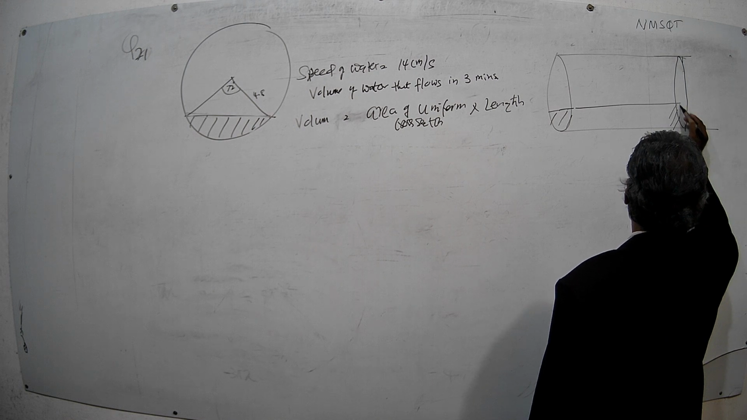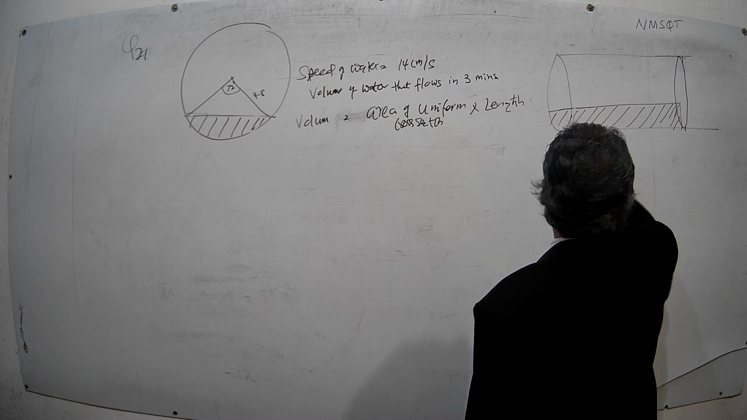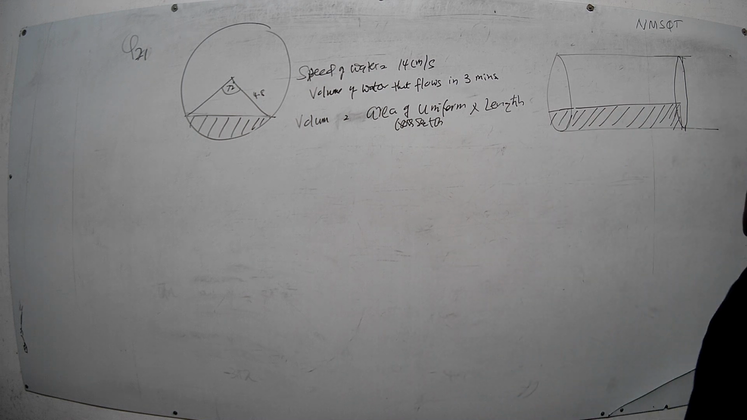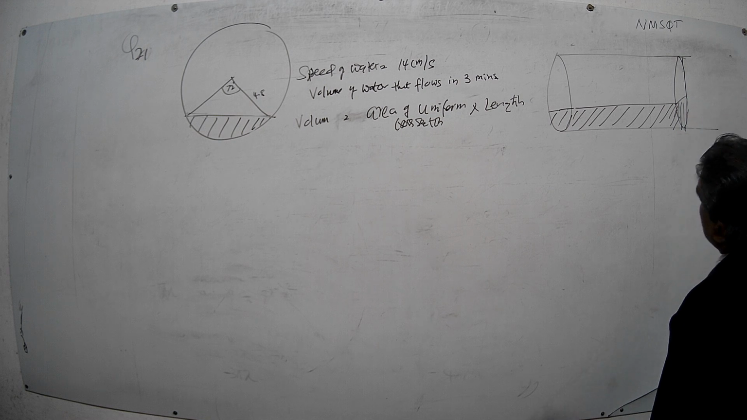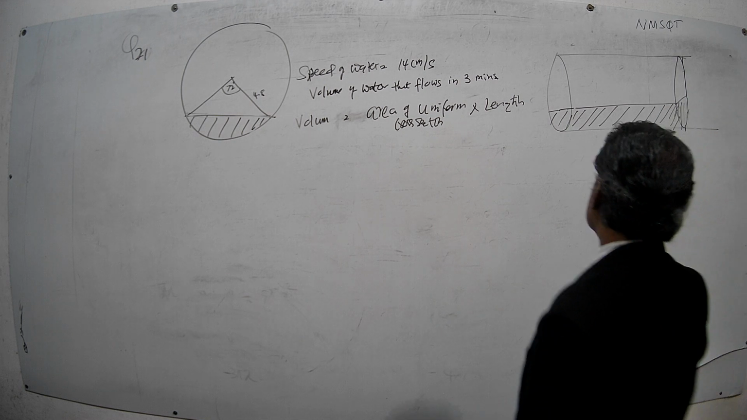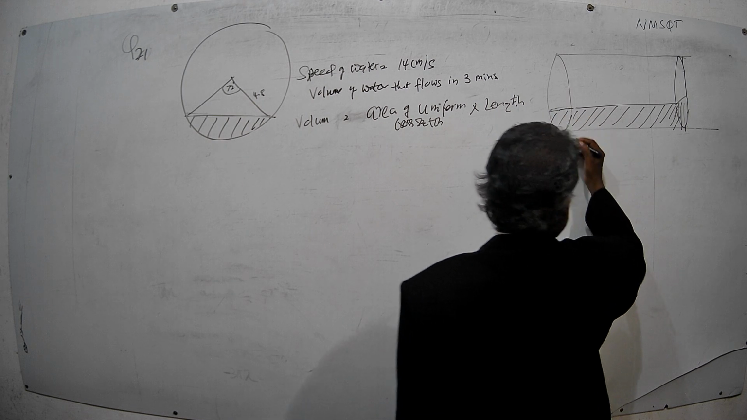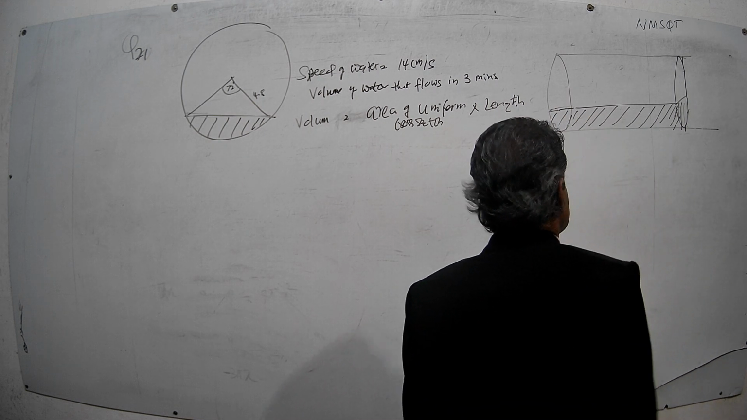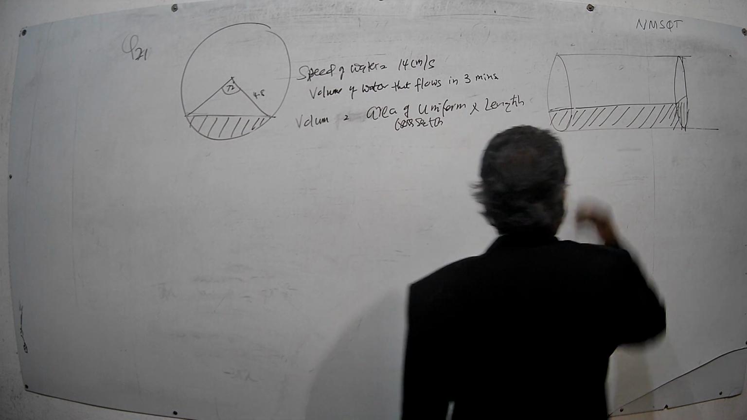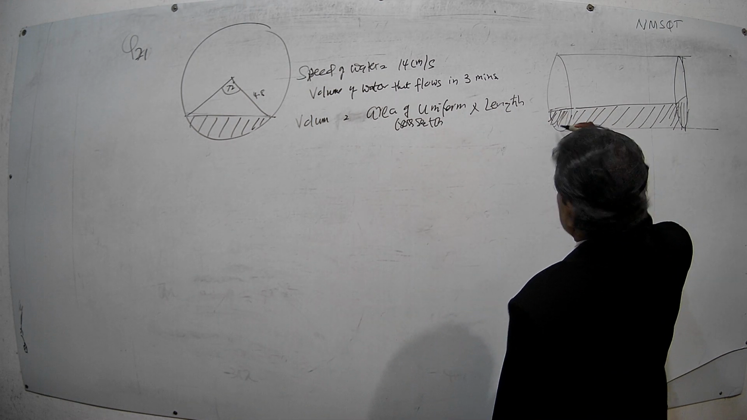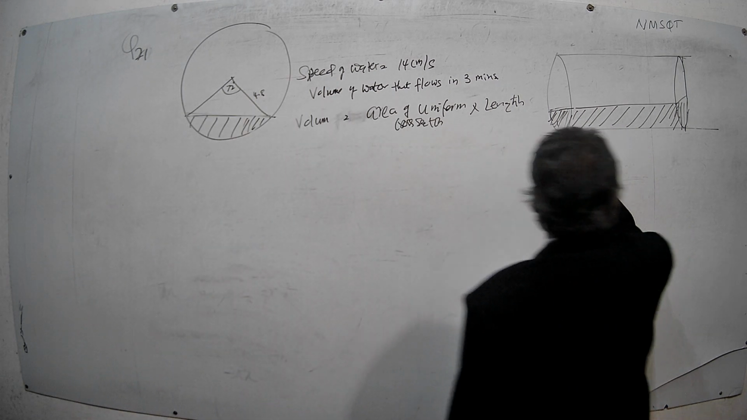This is the water level. This is the water level, right? Like this. Now, this water level we have to find. Then we need to find this uniform cross section, that is this area, multiplied by this length.